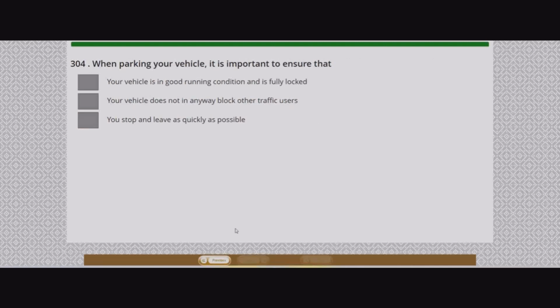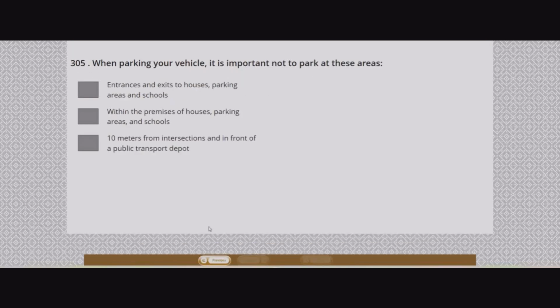When parking your vehicle, it is important to ensure that your vehicle does not in any way block other traffic users. When parking your vehicle, it is important not to park at these areas: entrances and exits to houses, parking areas and schools.